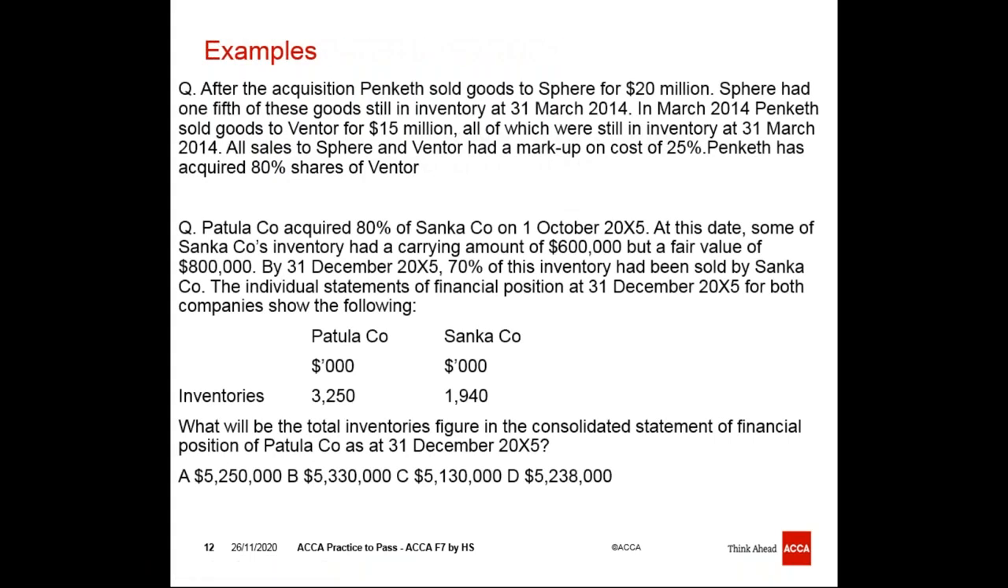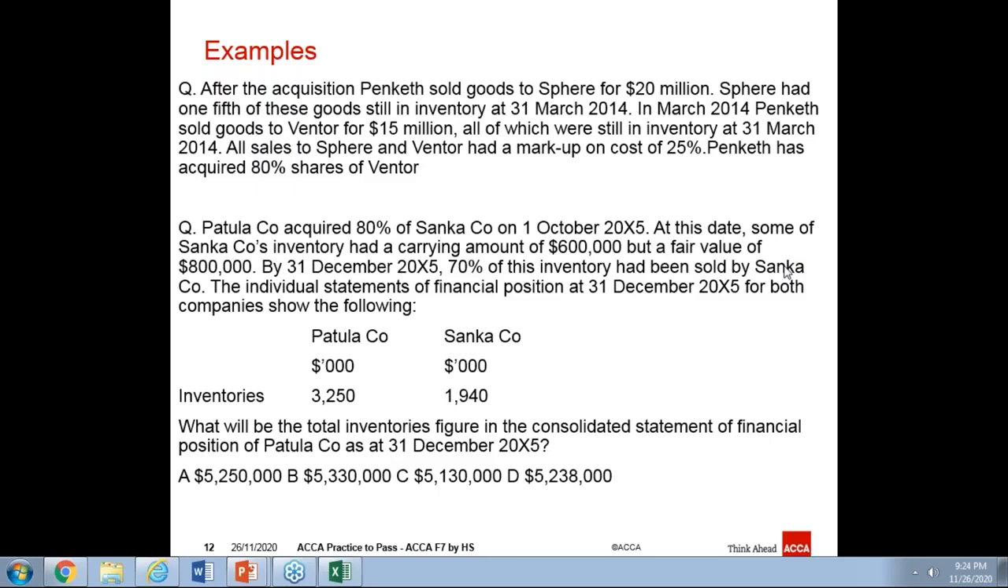Now here is a question for you guys. First, calculate the second one, which is the name Petula company, having four options A, B, C, and D. You are required to calculate the consolidated inventory and apply your answers.